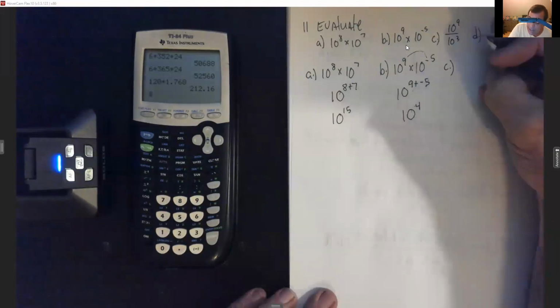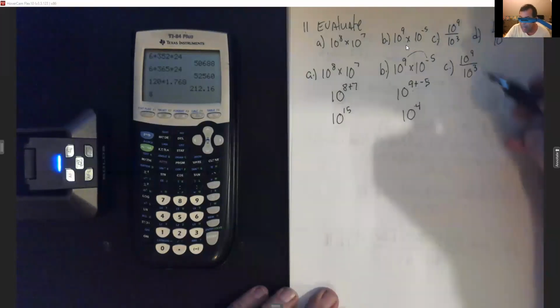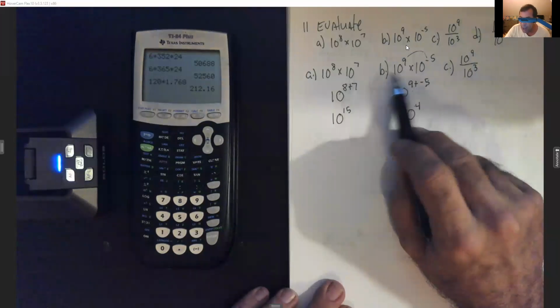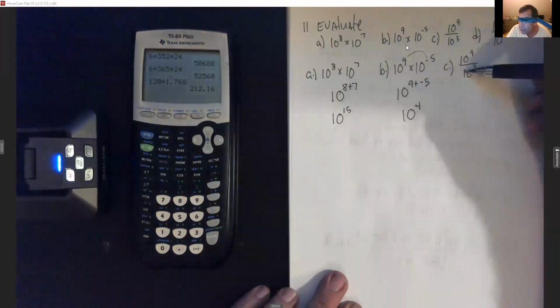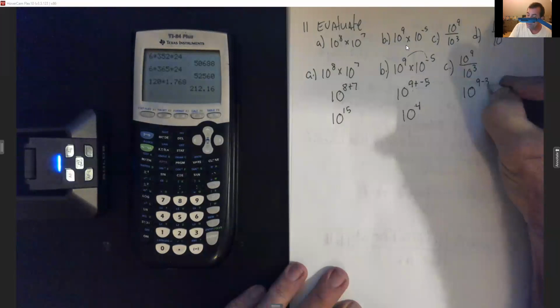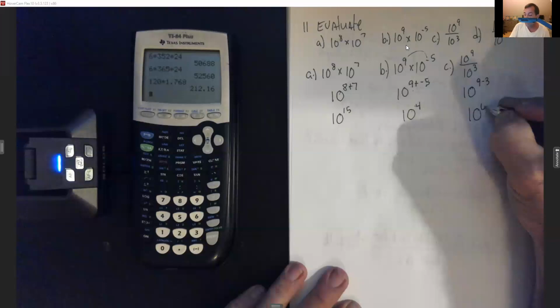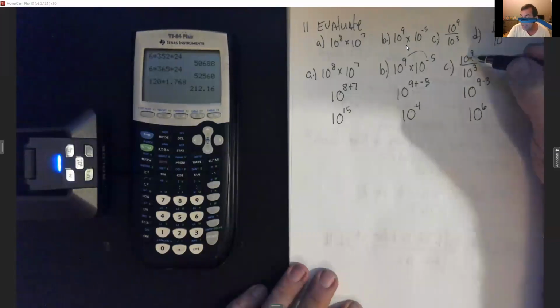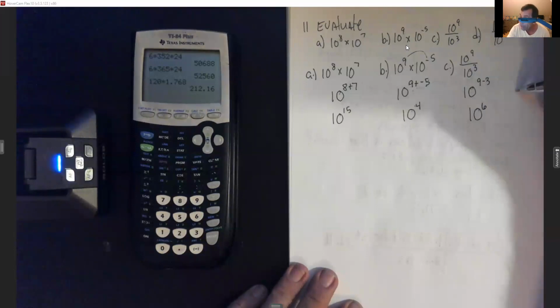C, I had 10 to the 9th over 10 to the 3rd. Now, when you multiplied stuff with the same numbers, you added exponents. When you divide stuff with the same numbers, you're going to subtract exponents. So this will be like 10 to the 9 minus 3. Well, bring down the 10, and 9 minus 3 is 6. That makes sense because on top is 10 wrote 9 times.